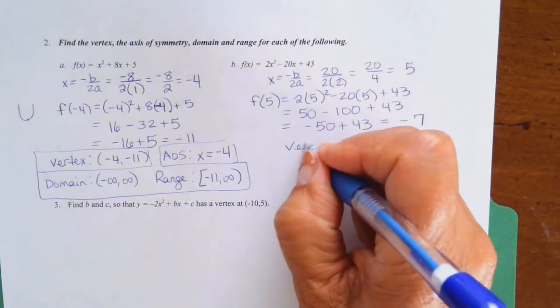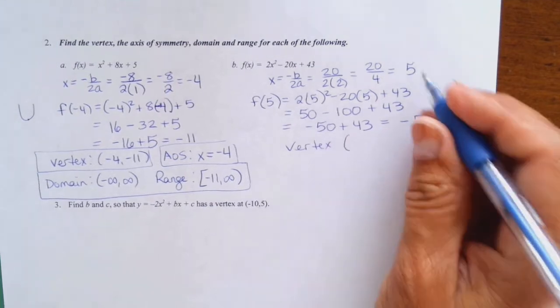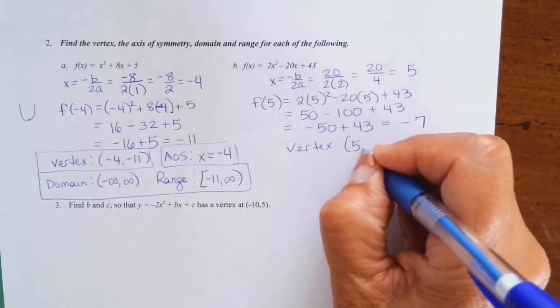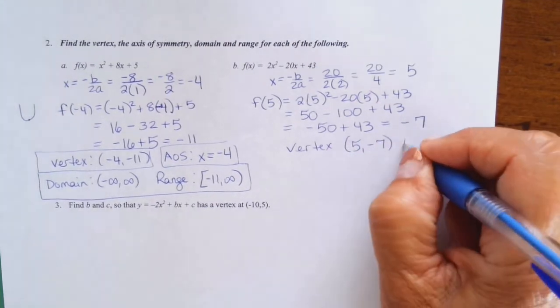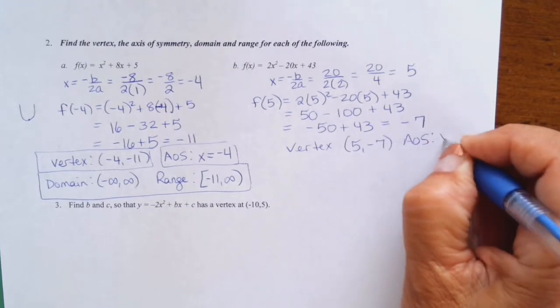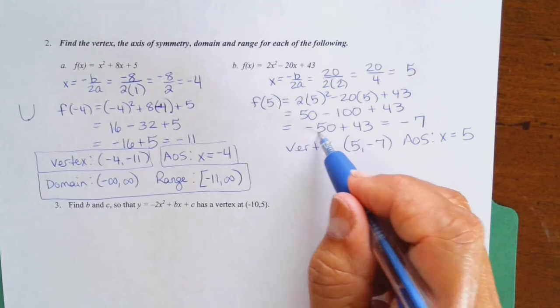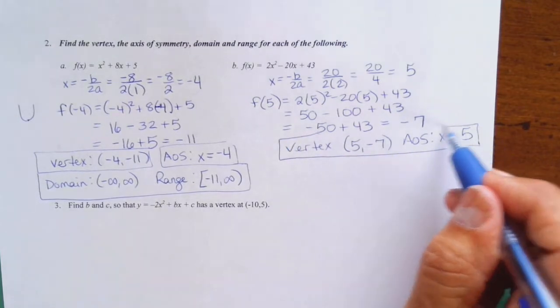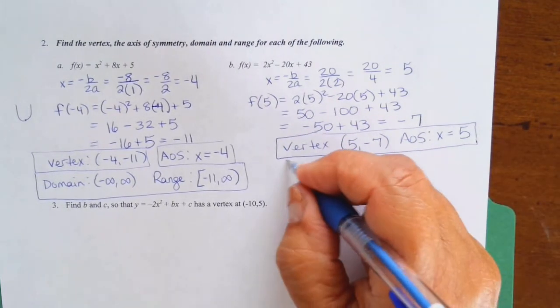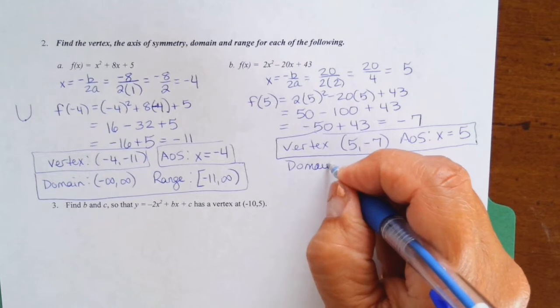So the vertex, x and y, 5, negative 7. And the axis of symmetry is just x equals 5. Okay, that's how you do those. Domain is all real numbers, always.